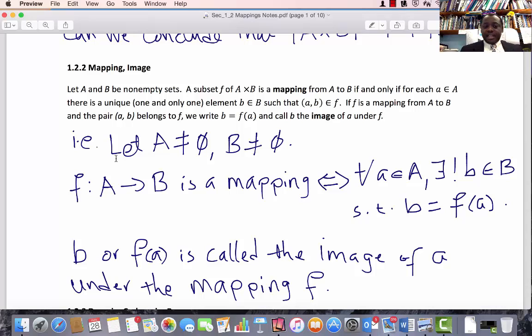Now let me just go down here and break that down a little bit in mathematical notation. So what we are saying is, if A is a non-empty set and B is a non-empty set, then we can say F from A to B is a mapping if and only if for every element a in A there exists a unique element b in B such that b = f(a). Now we call b, or f(a), the image of a under the mapping f. So if I pick an element a right here, f(a) is the image of a.